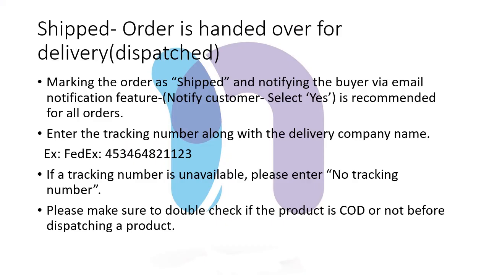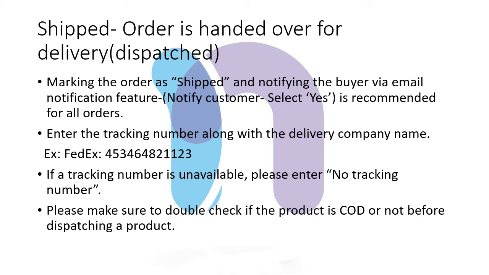Shipped. This means the order is handed over for delivery. Marking the order as shipped and notifying the buyer via email notification feature, basically by selecting Yes to notify customer, is a recommended best practice for all orders. If you have a tracking number, enter the tracking number along with the delivery company name. For example, FedEx 453464821123. If you do not have a tracking number, please enter no tracking number.